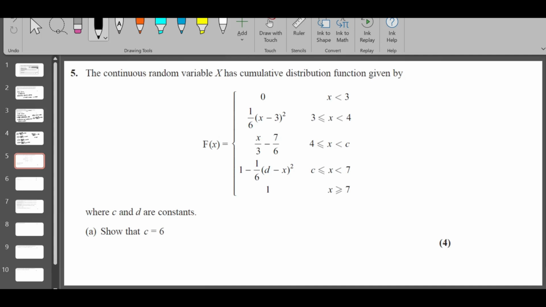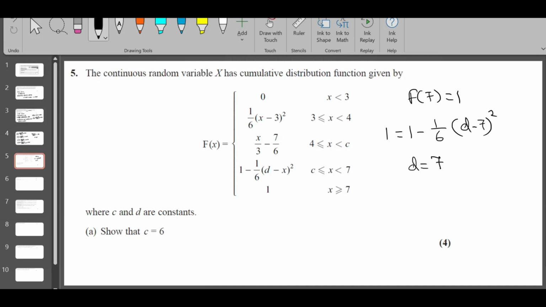Okay, the lower limit is 3, upper limit is 7. We have two conditions. F of 3, the lower limit, is 0, or F of 7 is 1. If we want to use the condition F of 7 is 1, there is another unknown here. So let's find another unknown now using the condition F of 7 is equal to 1. So we replace 7 in the place of x and equate it to 1. So 1 is equal to 1 minus 1 over 6 times d minus 7 whole square. 1 minus 1 is 0, 1 over 6 comes here, you will get d is equal to 7. Okay, but our aim is to find C.